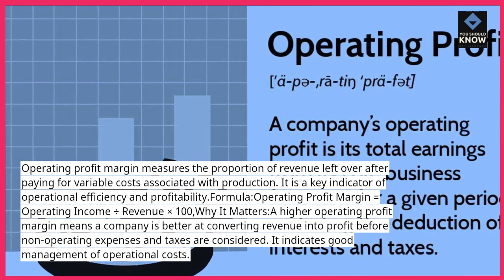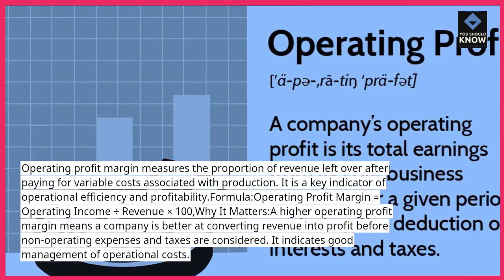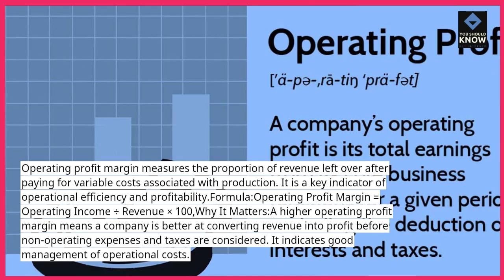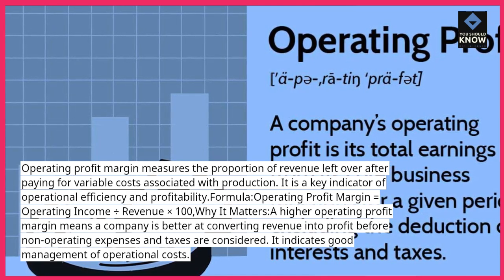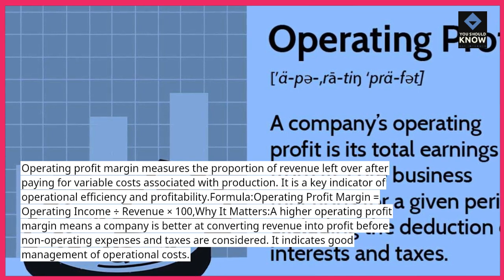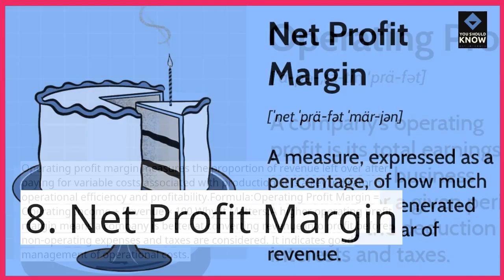Why it matters. A higher operating profit margin means a company is better at converting revenue into profit before non-operating expenses and taxes are considered. It indicates good management of operational costs.